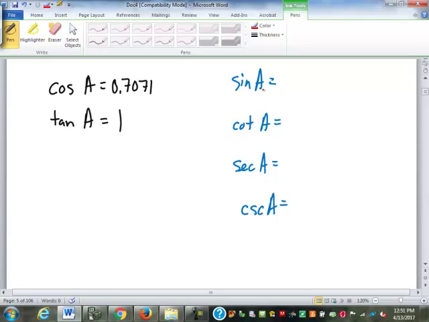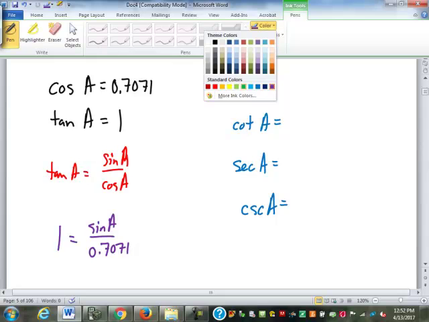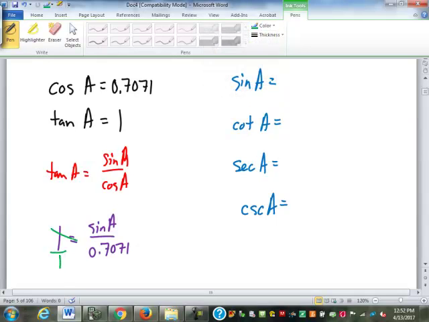I'm going to write down the lines. I'm going to start up there with the sine. To deal with the sine, I know the tangent. I know tangent of A is equal to sine of A over the cosine of A. So we know the tangent of A is 1. We're looking for the sine of A. We know the cosine of A is 0.7071. So to solve that, I'm going to put this over 1. We're going to cross multiply and divide to get the sine of A is 0.7071.